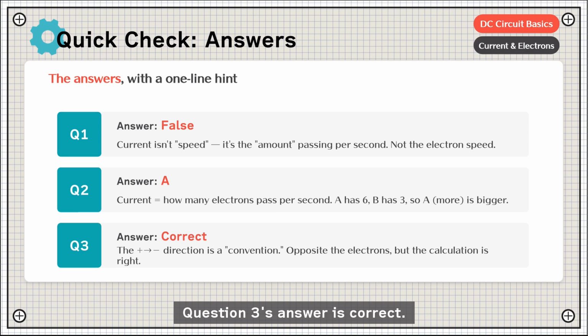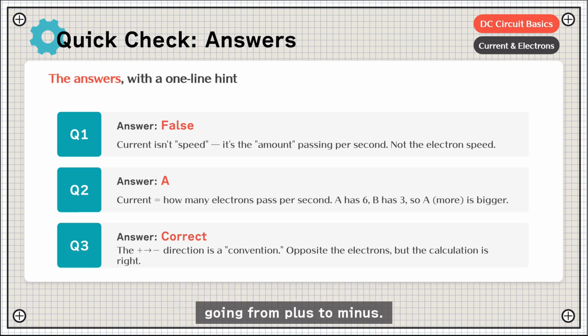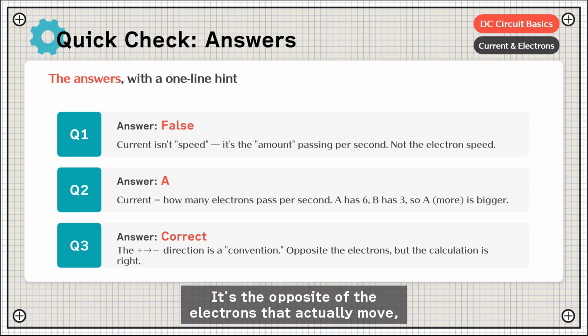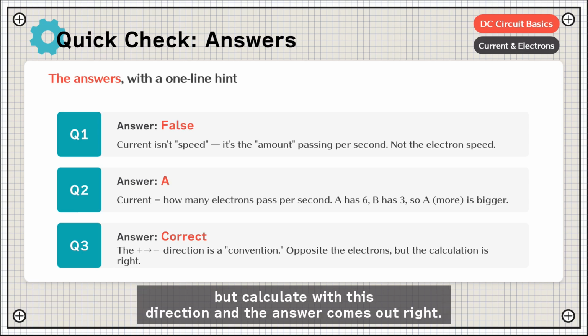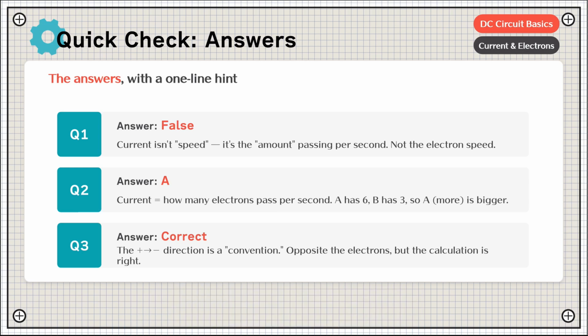Question 3's answer is correct. The current direction is a convention based on positive electricity going from plus to minus. It's the opposite of the electrons that actually move, but calculate with this direction and the answer comes out right. How many did you get? Go back over any you missed.